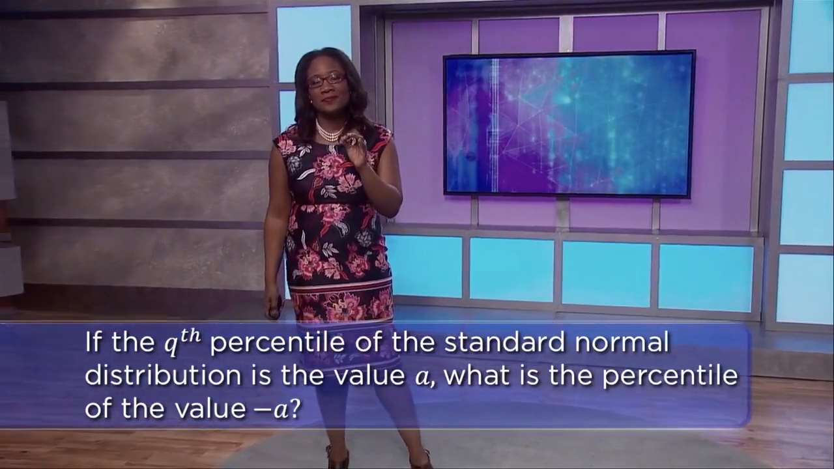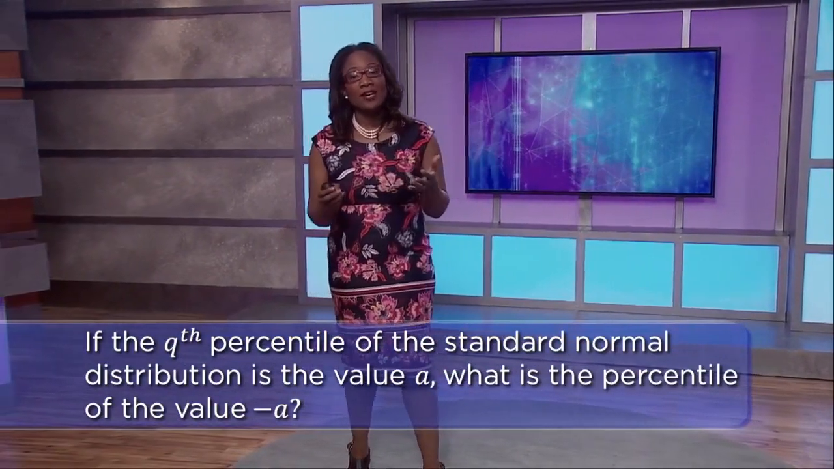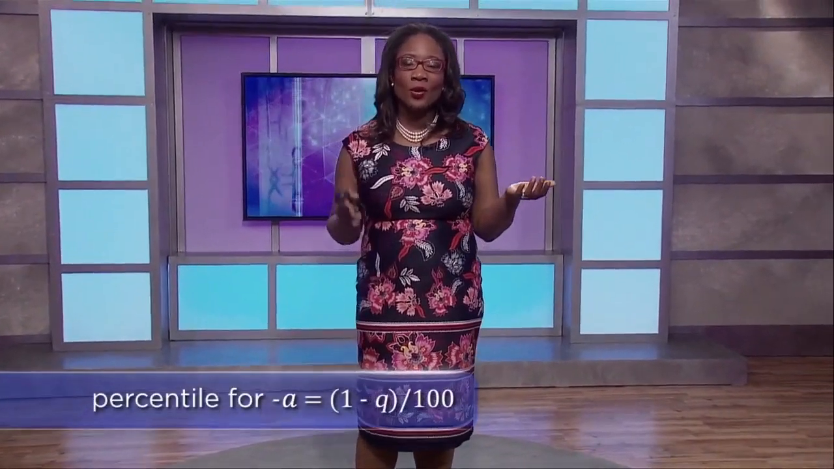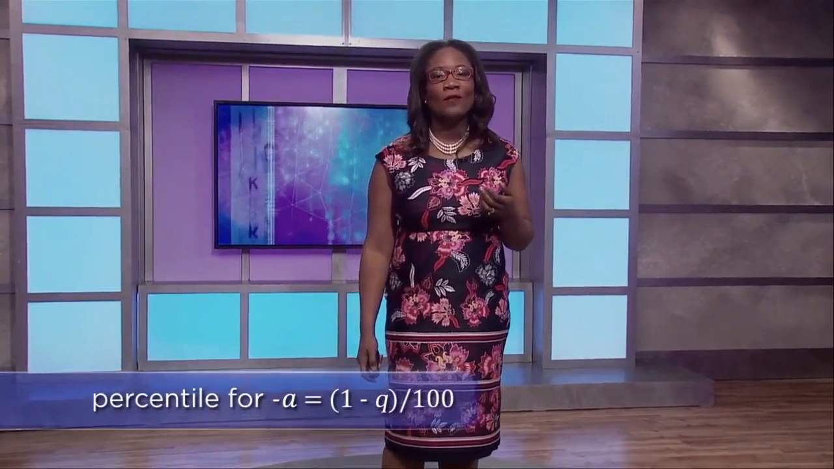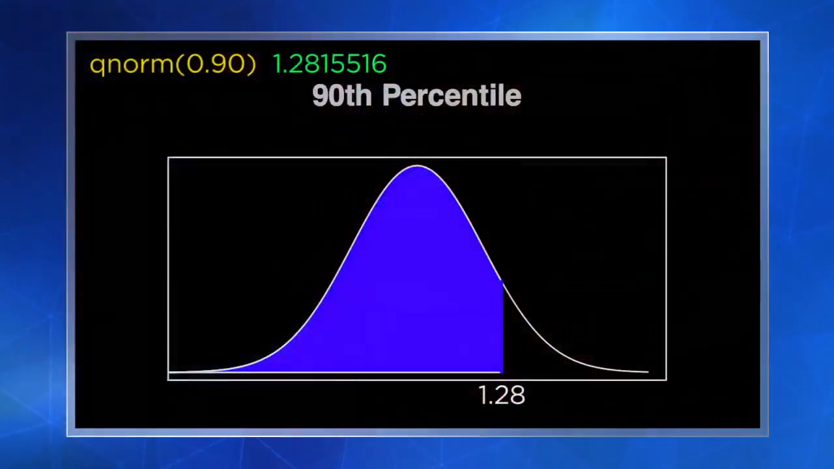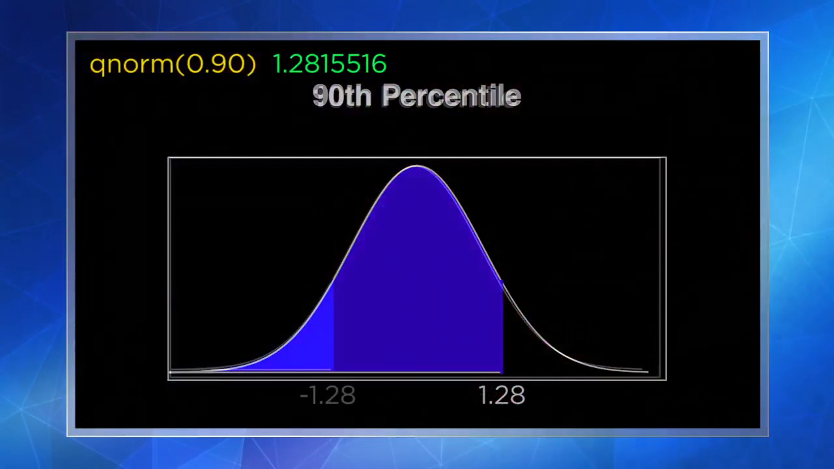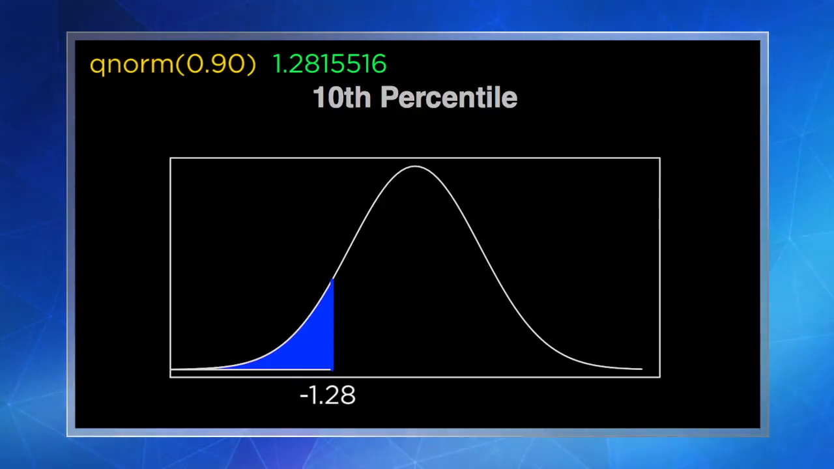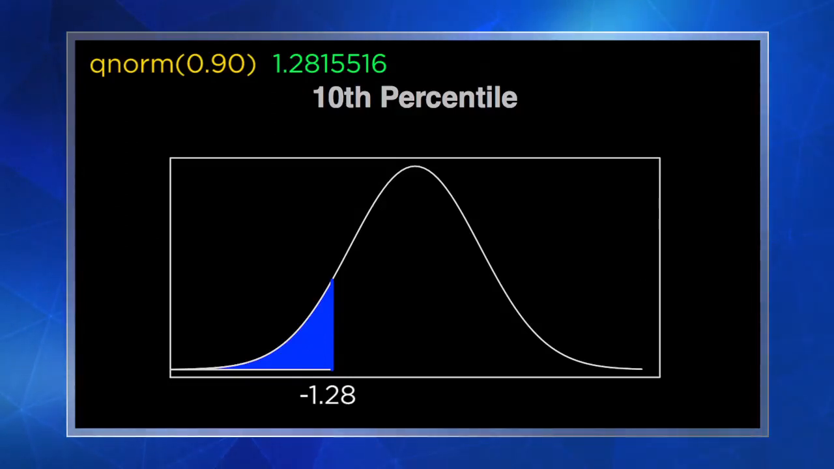Well, in general, here's what we get. If you've got a qth percentile of a standard normal distribution and it's A, then the percentile for negative A is just 1 minus Q over 100. Remember, we saw earlier that the 90th percentile of the standard normal was approximately 1.28. Well, what's the 10th percentile? We could go into qnorm and calculate it, but we also know we can just take the negative of that value. The 10th percentile is minus 1.28 approximately.